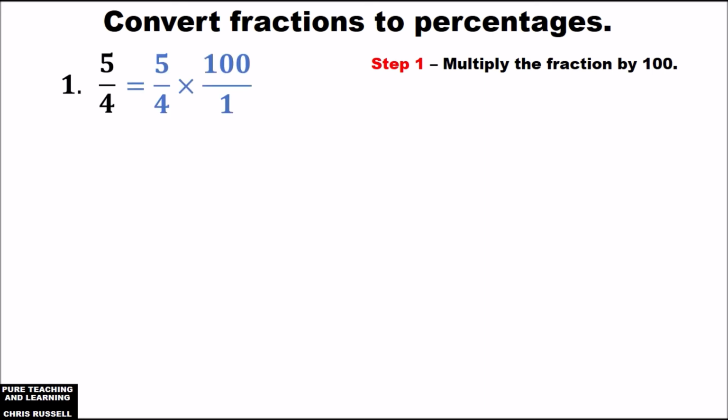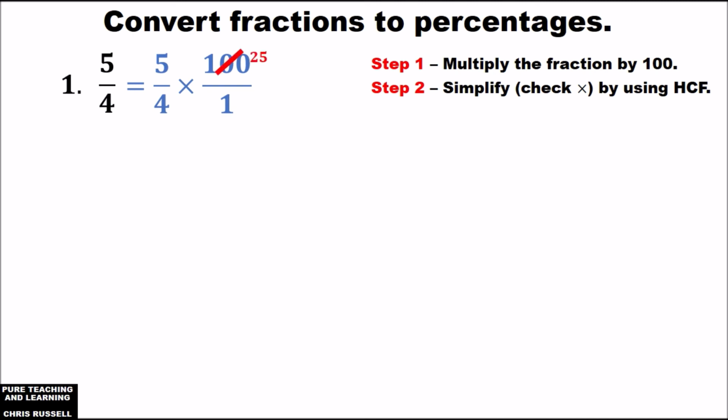Converting fractions to percentages. Here we've got 5/4. Step 1, multiply the fraction by 100. So you can either multiply by 100 or multiply by 100 over 1. Step 2, simplify. So you check the diagonals of the multiplication sign and also by using the highest common factor.